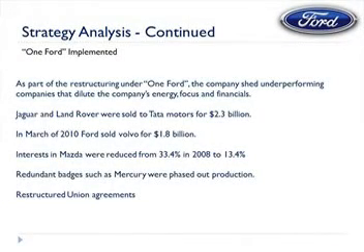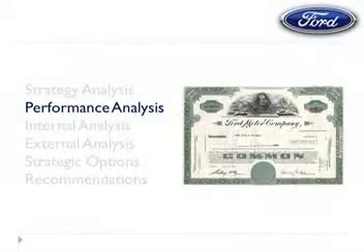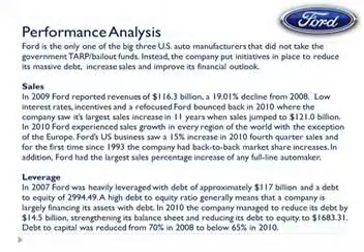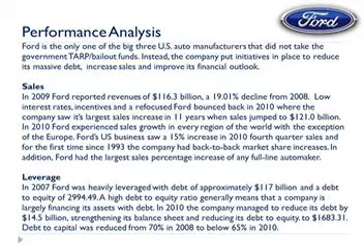As part of the restructuring under the One Ford strategy, Ford shed underperforming companies, reduced redundant badges, and restructured union contracts. Ford is the only one of the big 3 U.S. automakers that did not take government TARP bailout funds. Instead, the company put initiatives in place to reduce its massive debt, increase sales, and improve its financial outlook.